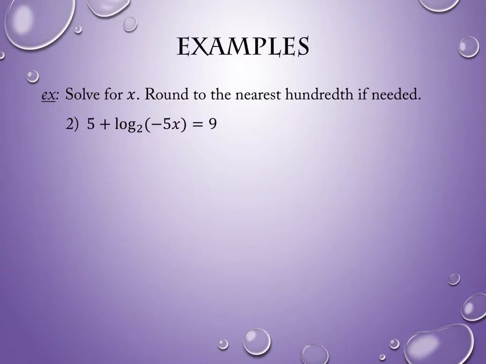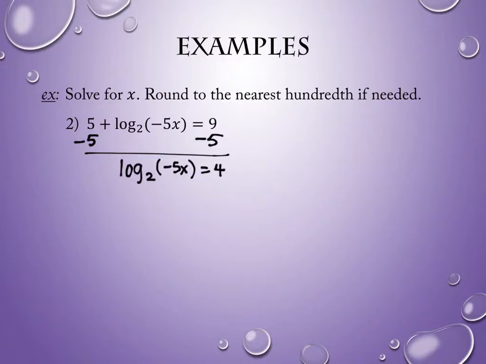So that's how it is if I have one log on one side and nothing on the other side, like no log on the other side. How does this problem look different than the last one? There's a 5 over on the same side with the log. But what do you think I could do to make it look like the last problem? Right. I just need to subtract the 5 from the 9 to begin with. And then I've got log base 2 of negative 5x equals 4. And this problem now looks like the last problem. So I'd like for you to finish it from here, and we'll make sure that you're on the same track as I am.